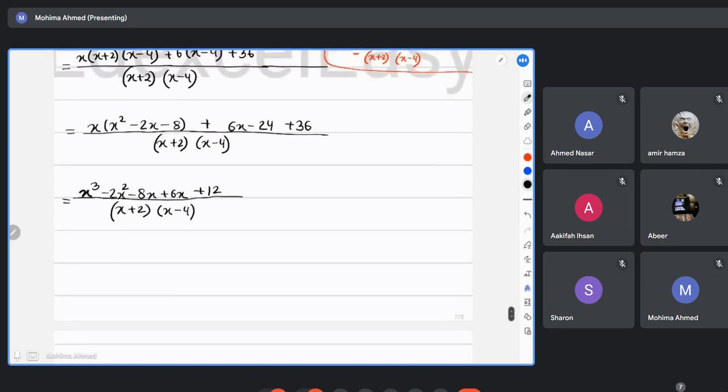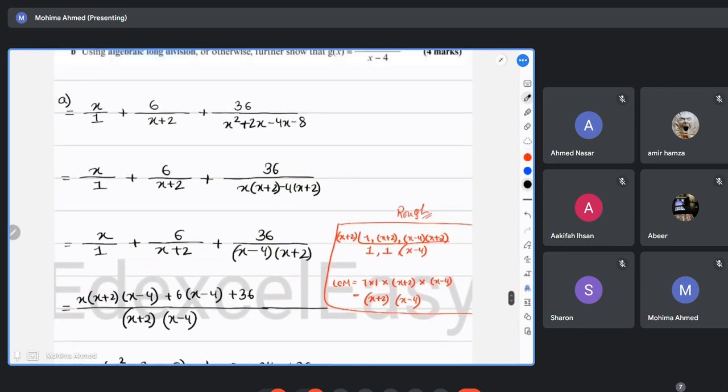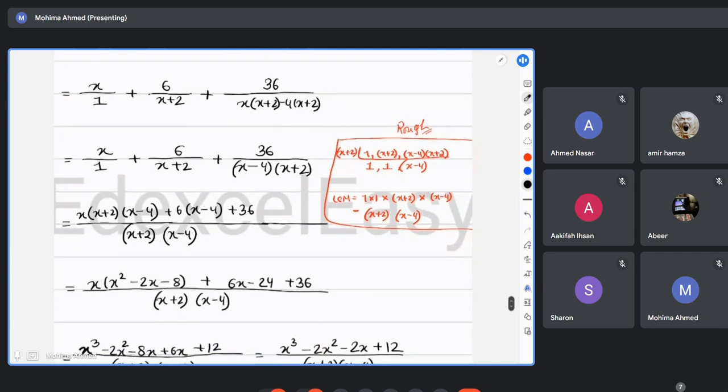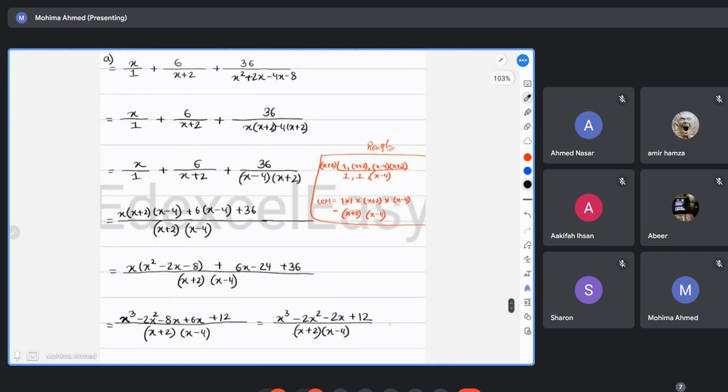At the end, you're going to get what? x cubed, x to the power of 3, you have 8 and 8 and 6, right? That will also give you minus 2. So minus 2x square minus 2x plus 12 divided by x plus 2 and x minus 4. That is the final fraction. I think this is what your answer was supposed to be. Yeah, minus 2x square minus 2x plus 12, right? This is your final answer. As this was supposed to be a show-that question, obviously you have to write that star at the end of the answer. Is there any question from this part A?